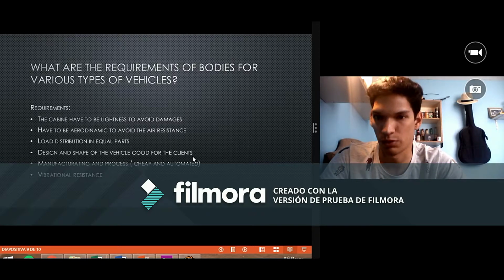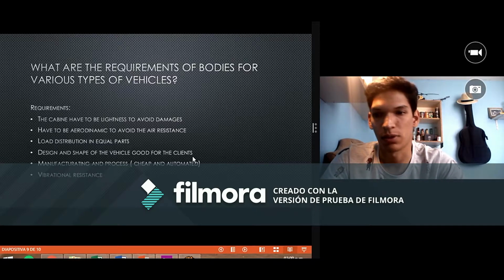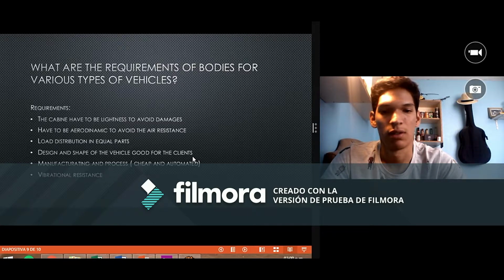Load distribution in equal parts means that all the forces and the gravity forces have to be concentrated in similar points of the chassis. Design and shape of the vehicle should be good for the clients. Manufacturing process should be cheap and automatic.